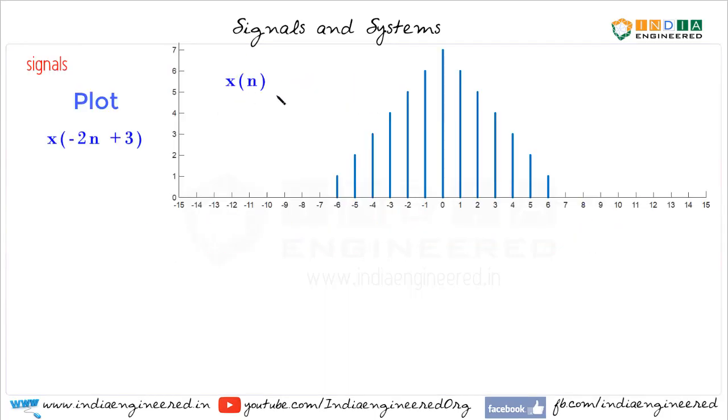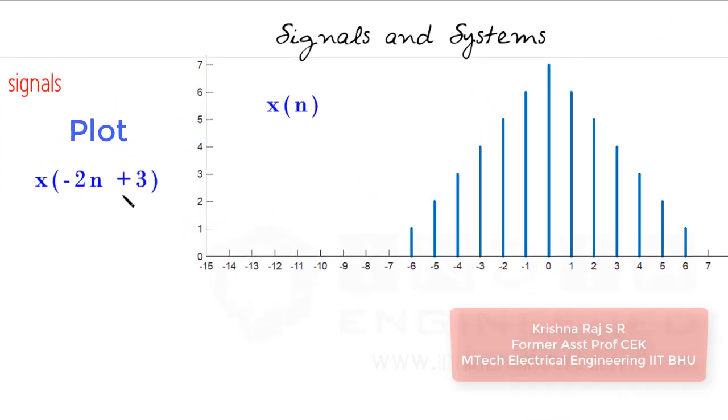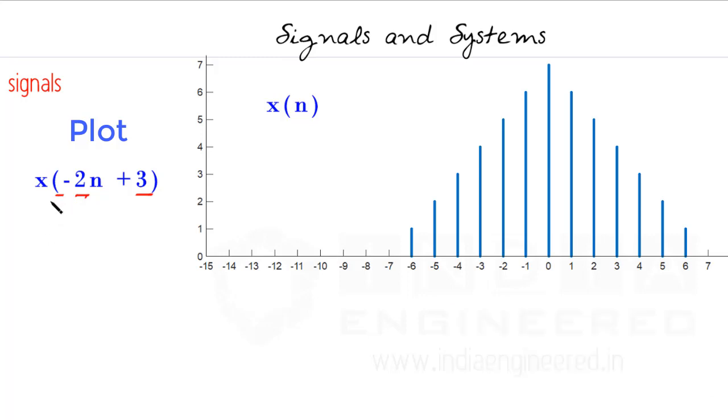We are given x of n as a plot. Now we are asked to find out the value of x of minus 2n plus 3. Now here we have shifting, then we have scaling, and we have time reversal. Now what is the right order to do this?